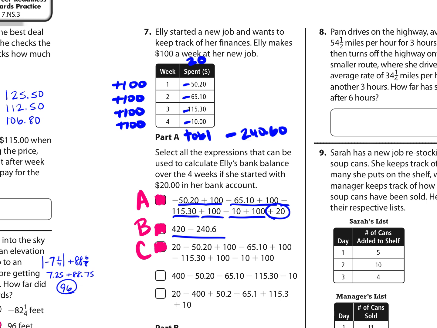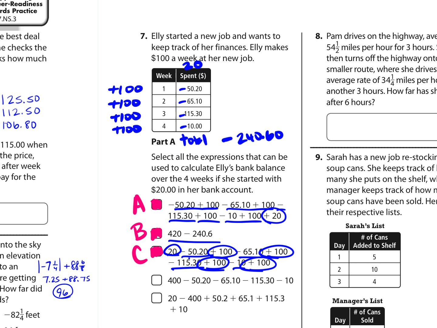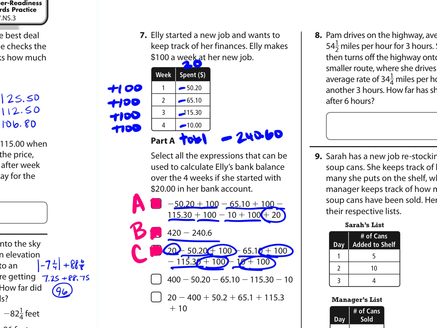Then this choice C, she started at 20, subtracted money, added 100, subtracted money, added 100, subtracted money, added 100, subtracted money, adding 100. Okay, and our last part of this, part B, how much does she have in her bank account after the 4th week? You can just follow through these amounts, and you'll come up with the fact that she ends up with $179.40.